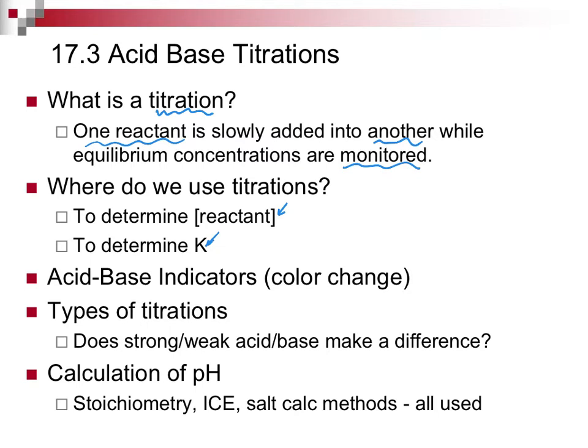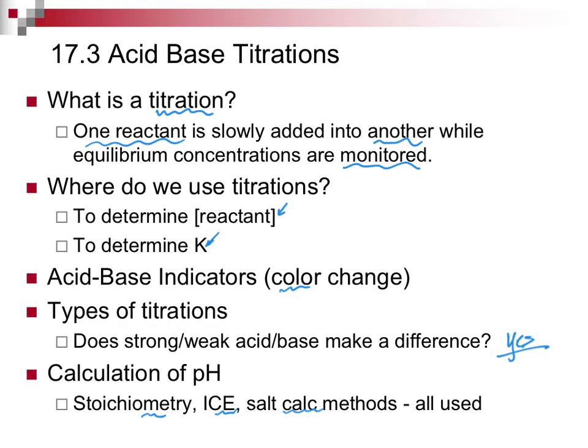What do we usually use? Well, we use something that's going to change color, an acid-base indicator, and there are many different types of titrations. Does a strong, weak acid base make a difference? And the answer is yes. So what you're going to be doing here is calculating pHs. You're going to need your stoichiometry skills, your ICE skills, and all your salt calculation methods.